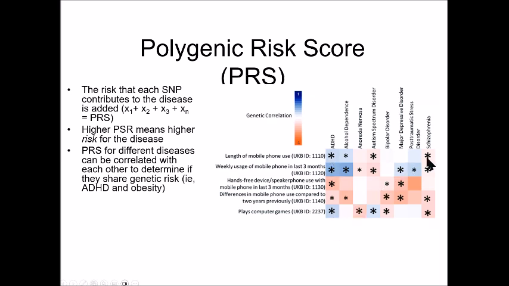Now let's look over here at schizophrenia. The genetic risk for schizophrenia is negatively correlated with mobile phone use and with computer games. But for autism spectrum disorder, PRS correlates negatively with phone use. Autistic people are less social, but in fact, in contrast to schizophrenia, people with autism spectrum disorder do tend to be obsessive about video games. So this shows us we can correlate the genetic risk with a wide range of traits.